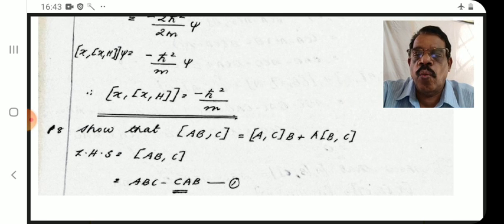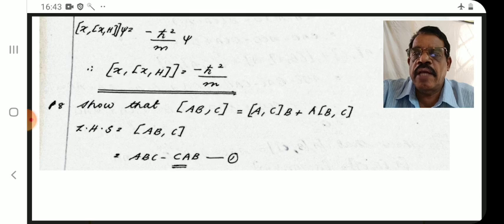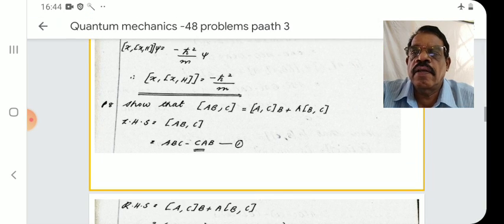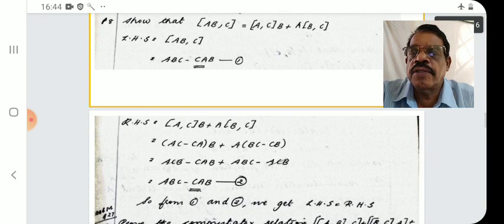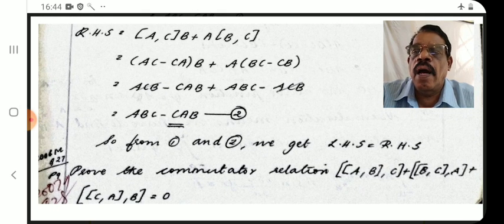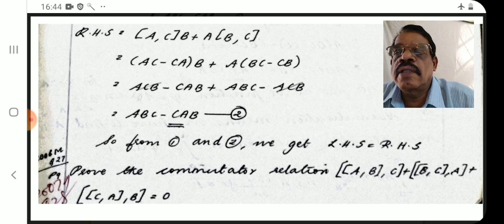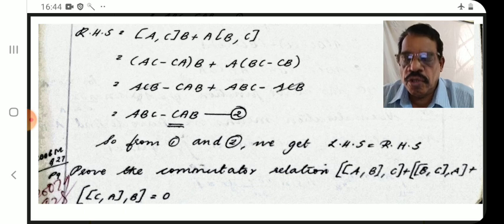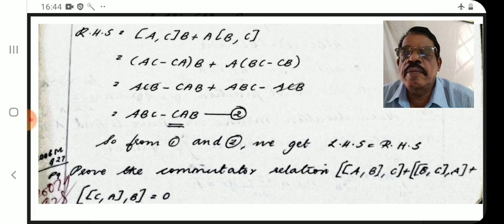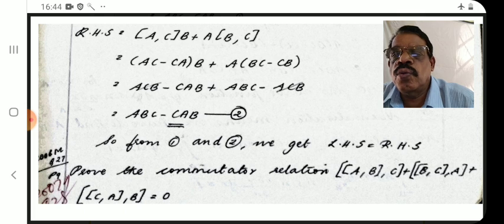Equation number 1. LHS becomes that. And what will happen to RHS? We take RHS. RHS is [A, C] into B plus A into [B, C]. [A, C] is AC minus CA, into B, plus A into BC minus CB. Remove the bracket. In the order, you write the operators in their respective places: ACB minus CAB plus ABC minus ACB. The 2 terms cancel.